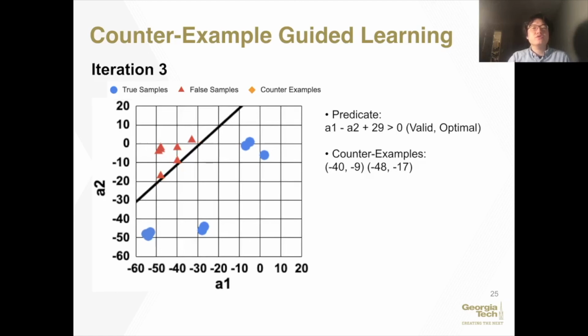Then in the final iteration, we learn a predicate which is A1 minus A2 plus 29 greater than 0. And we can verify this predicate is valid and optimal. So we finish the learning process and return the predicate.